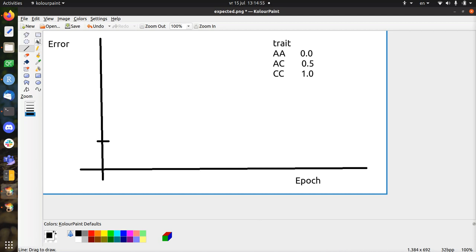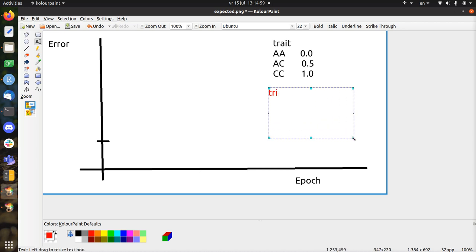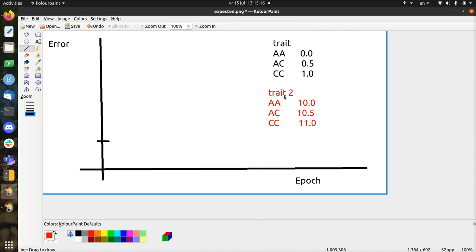And for another trait, I should use a different color for that. So now we're going to use a trait 2. Let's say this has an initial value of 10.5, and CC is 11. So I expect that for the red trait, the neural network will make a bigger error at the start, because the values are more different from zero.